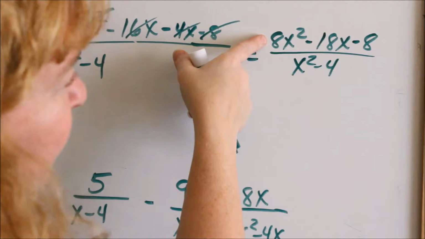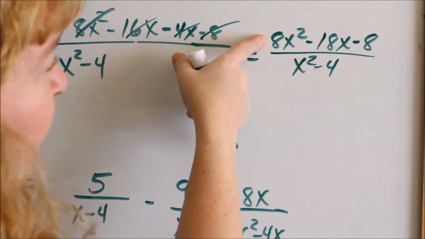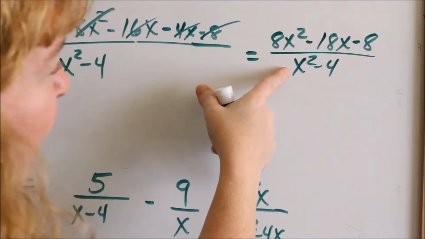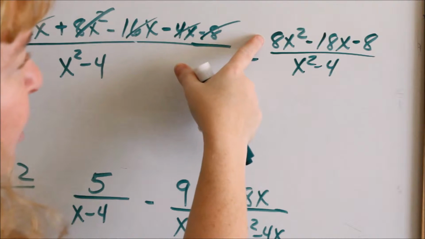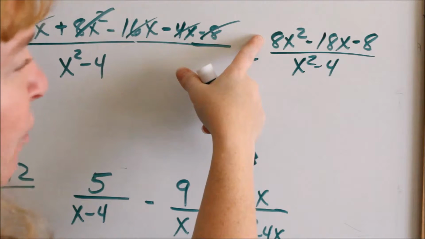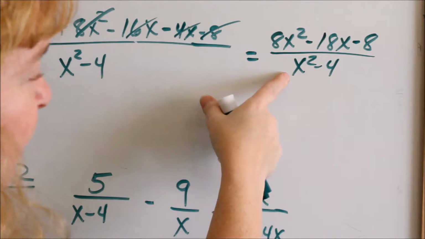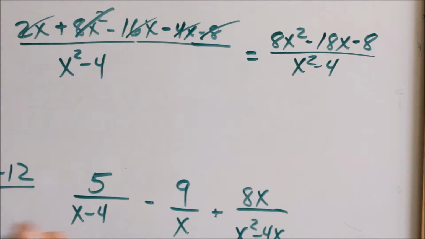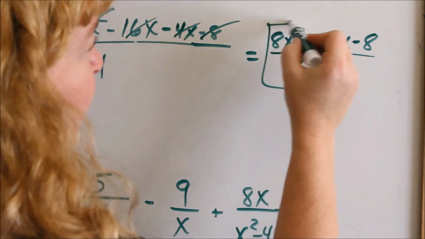Okay, I could factor out a 2 out of here, but even if I factored out a 2, it wouldn't cancel with anything in the denominator. And if I factored out a 2 and then kept factoring, it won't factor anymore to cancel with anything in the denominator. So this is your final answer.